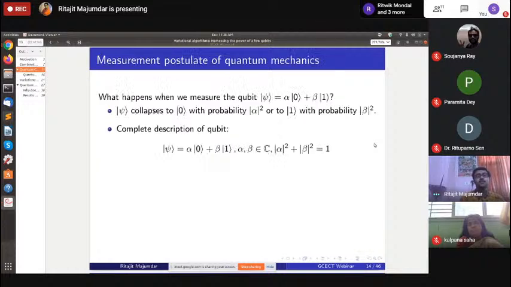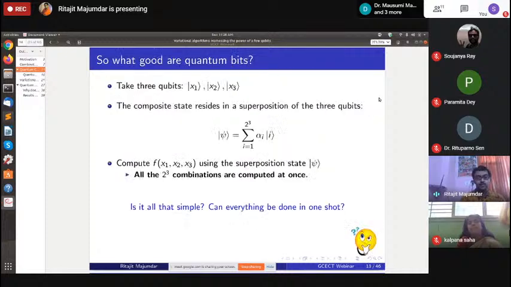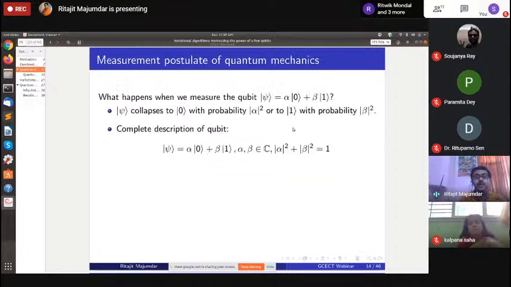The catch is the measurement postulate. It says that you can obviously create a qubit in this superposition state, but finally you will have to measure it. You do this type of computation, something happens, but then you have to measure it to know the outcome. When you measure it, the state will collapse to 0 or it will collapse to 1. It collapses to 0 with probability mod alpha square, and to 1 with probability mod beta square.